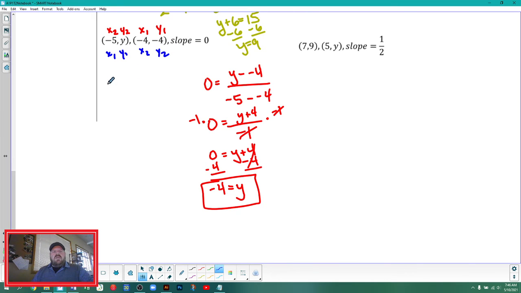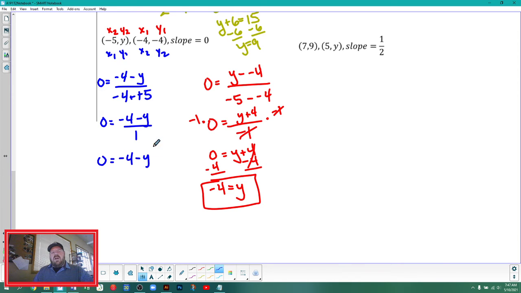Not a whole lot is going to change because I'm still going to have my slope is equal to y2 minus y1. Well, in this case, the y1 is the y variable. And then x2 minus x1 is negative 4 minus negative 5. Now, you might argue that less is going to happen in this problem because of the slope being 0, but that actually makes this a really good problem to show this on. So I have 0 is going to equal negative 4 minus y. And then if I simplify the bottom, I get a 1. Well, anything over 1 is just itself.